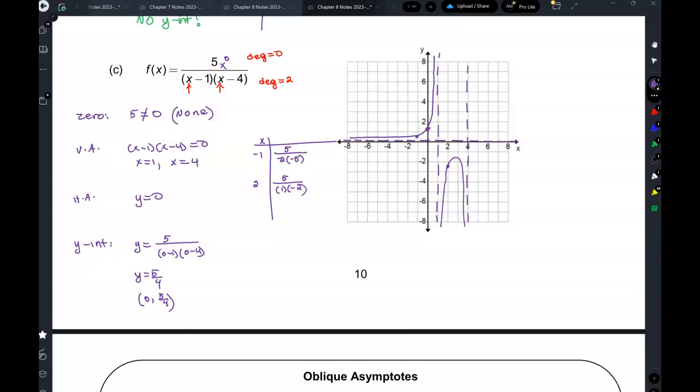Write down your questions. Now I'm going to the third region to the right. Let me put in a 5. When I put in a 5, I get 5/4 times 1, so that's 5/4, 1 1/4.